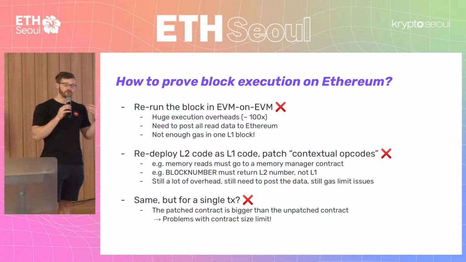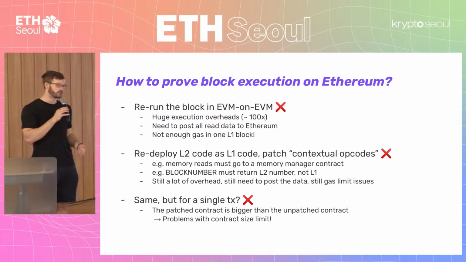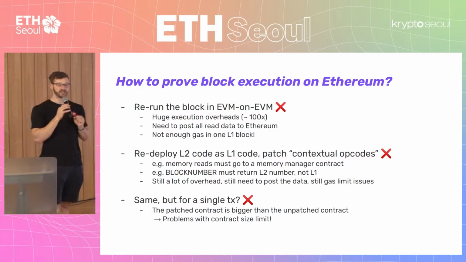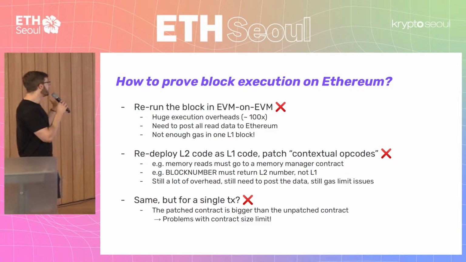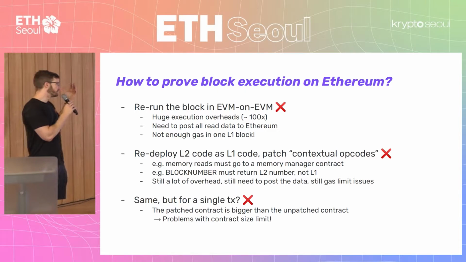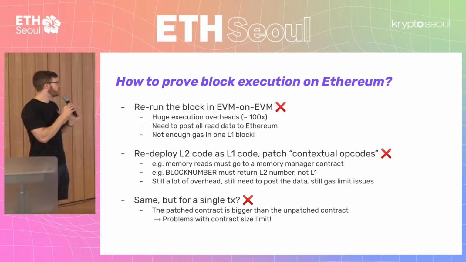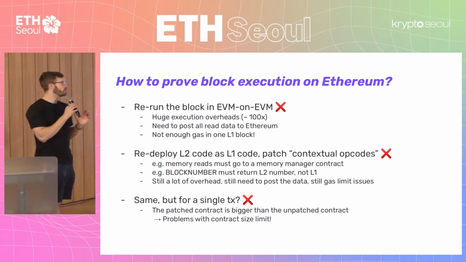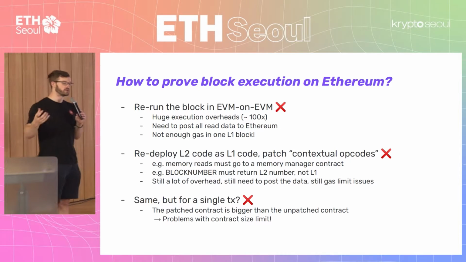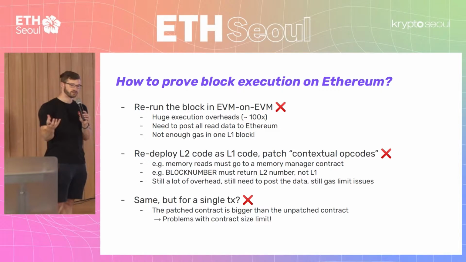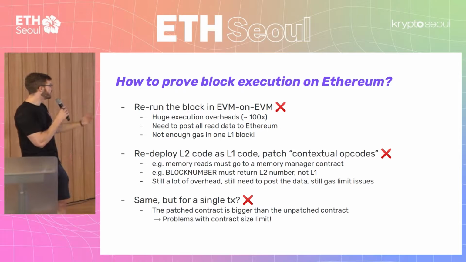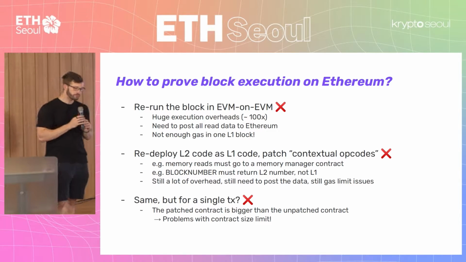If you were to take a naive approach, what you want to do is re-execute all the transactions on Ethereum. The problem with that is that it's extremely expensive. So the very simplest approach you can take is to rerun the block on Ethereum, in an EVM interpreter that is itself running on the EVM. There are huge overheads in doing so, and it's not possible because you're executing a whole block worth of gas within a transaction that is itself limited in gas. And because you have overhead, a multiplier in the time of execution, it's just not possible.